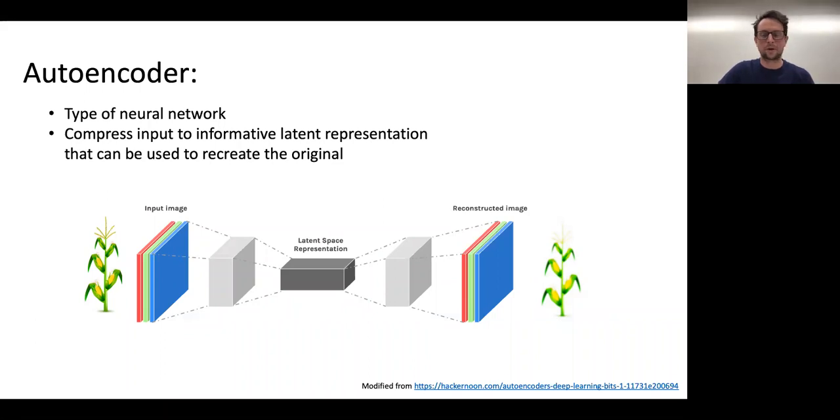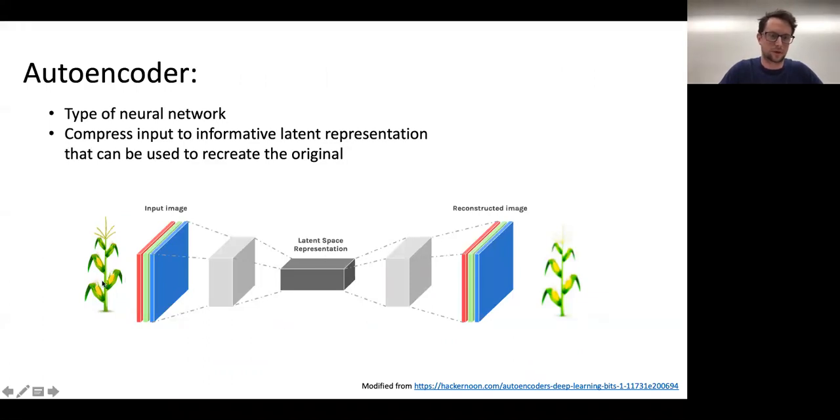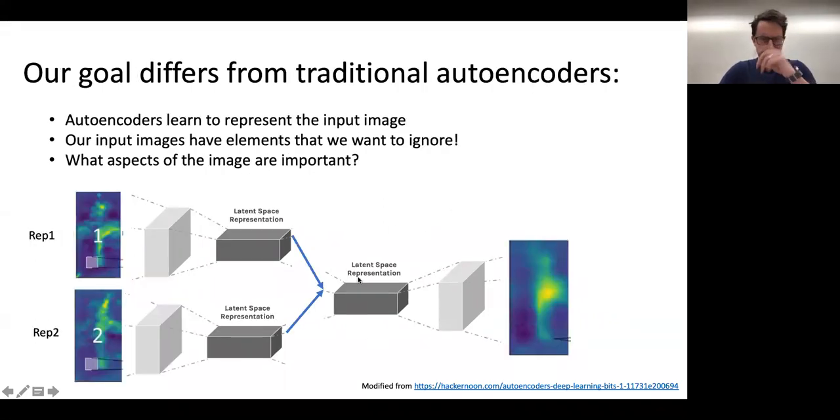architecture. We did things a little differently because in the example that I just showed you, the autoencoder learns to represent the original image, right? So that the output, this corn plant, is as similar to the original corn plant as possible, given that it's being compressed. But in our case, we don't want to reconstruct our input image perfectly. There are elements that we want to ignore.